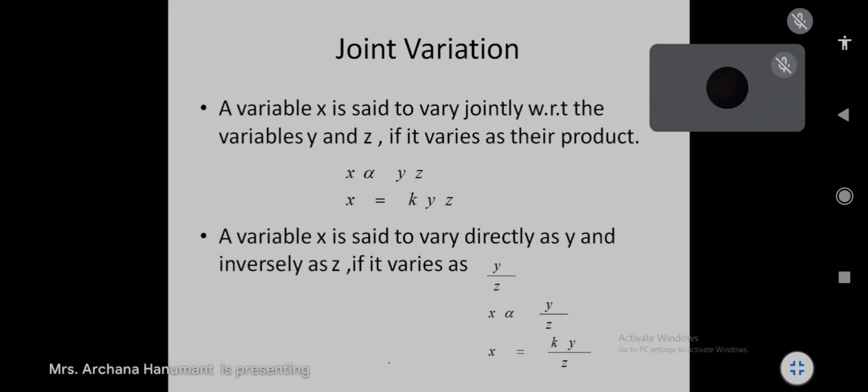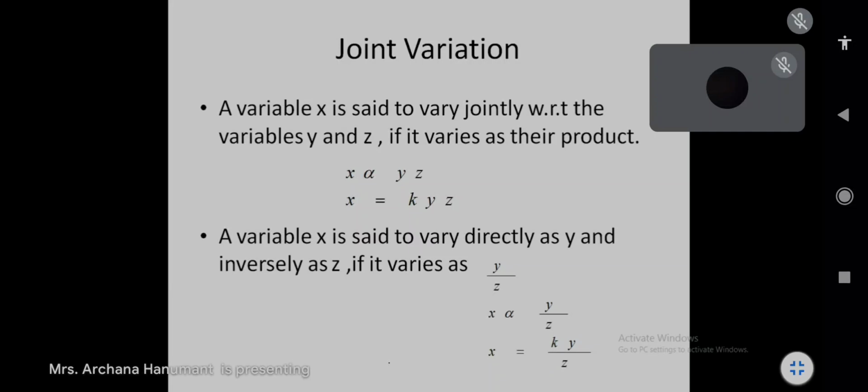Next one, joint variation. A variable x is said to vary jointly with respect to variables y and z if it varies as their product. That means x is proportional to yz, x is equal to k into y into z. Okay, so it's called a joint variation.